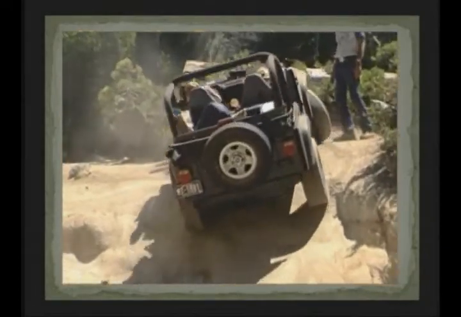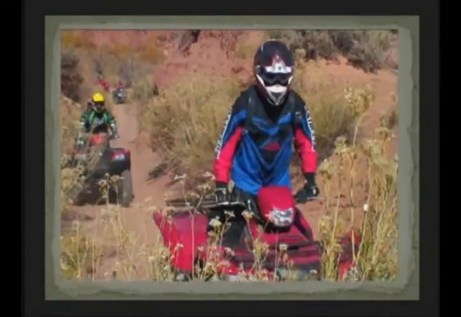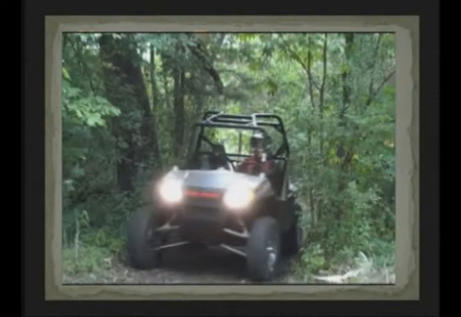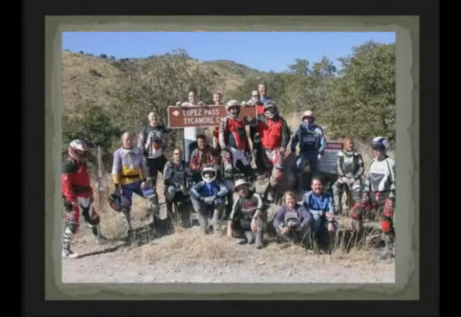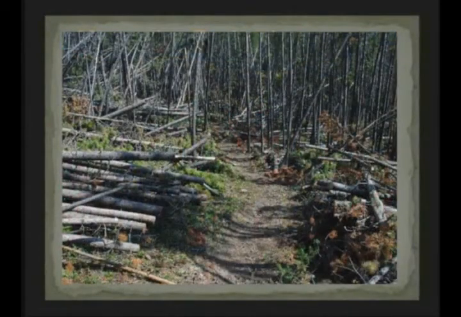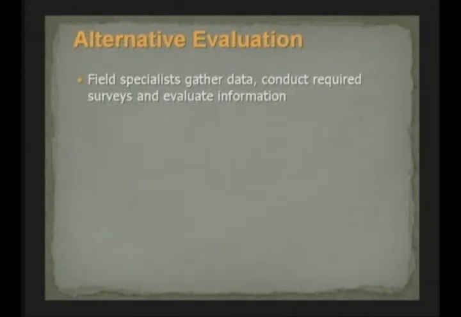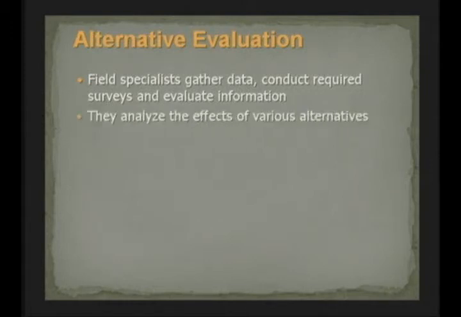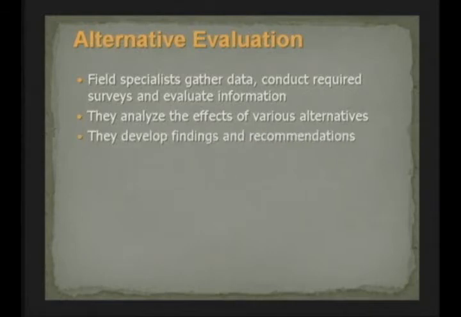Once the range of alternatives is developed, it falls to the agency to evaluate the impacts of each one, both positive and negative. Field specialists gather data, conduct required surveys, and evaluate information. They analyze the effects of various alternatives. They develop findings and recommendations. This information is then presented to the decision makers for their use in the decision process.